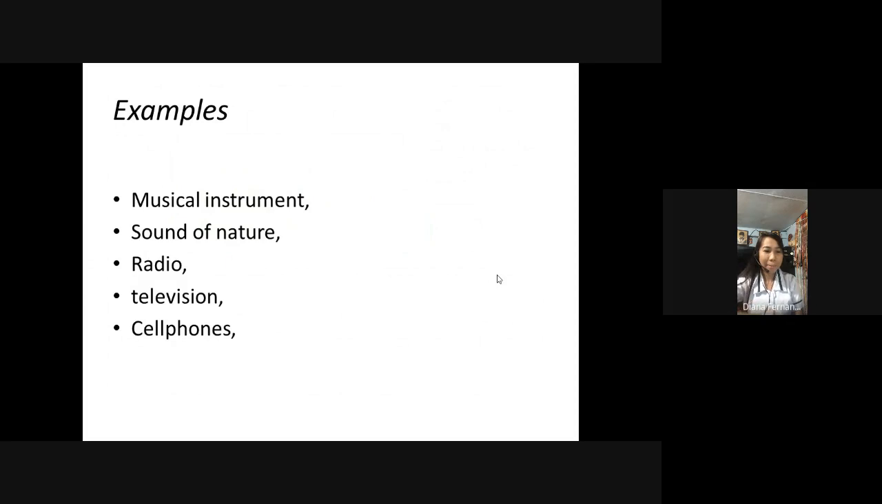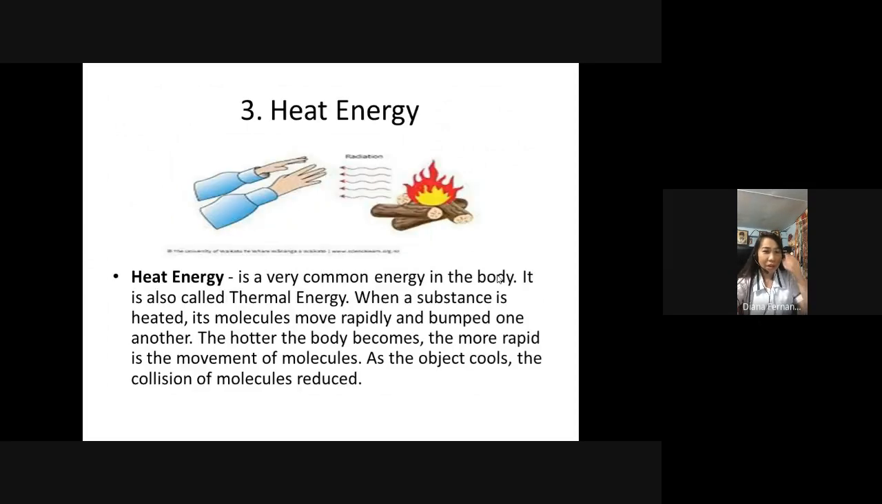Okay. Can we jump to the next form of energy now? All right. So let us come now to heat energy. Heat energy is a very common form of energy in our body. It is also called thermal energy. When a substance is heated, its molecules move rapidly and bump into one another. The hotter the body becomes, the more rapid is the movement of the molecules. As the object cools, the collision of molecules is reduced.